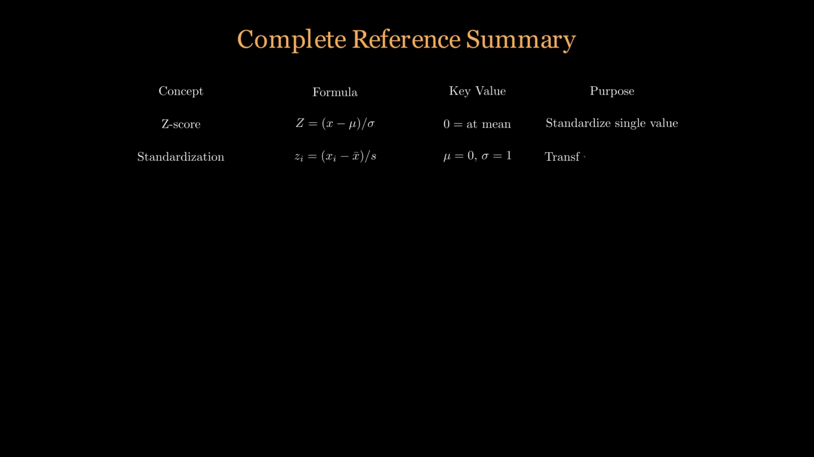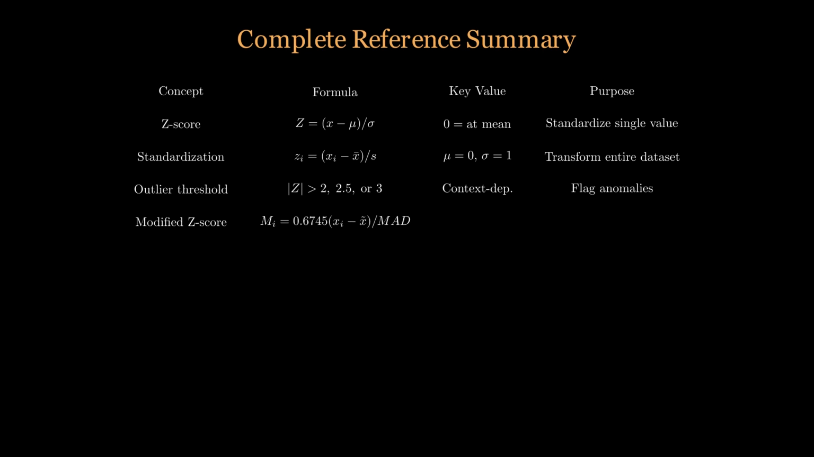Here is your complete reference table for z-scores and standardization. The z-score formula standardizes a single observation relative to its distribution. Standardization applies this to an entire dataset, producing mean 0 and sigma 1. Outlier thresholds of 2, 2.5, or 3 depend on how sensitive you want detection to be. The modified z-score using MAD handles datasets with multiple outliers robustly. Min-max normalization is the alternative when you need a bounded 0 to 1 range. Keep this table as a quick reference during your data preprocessing and analysis work.